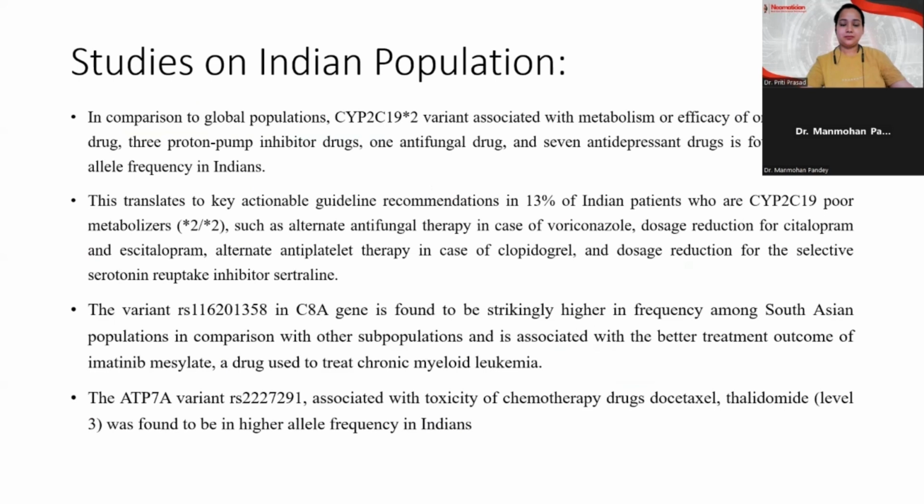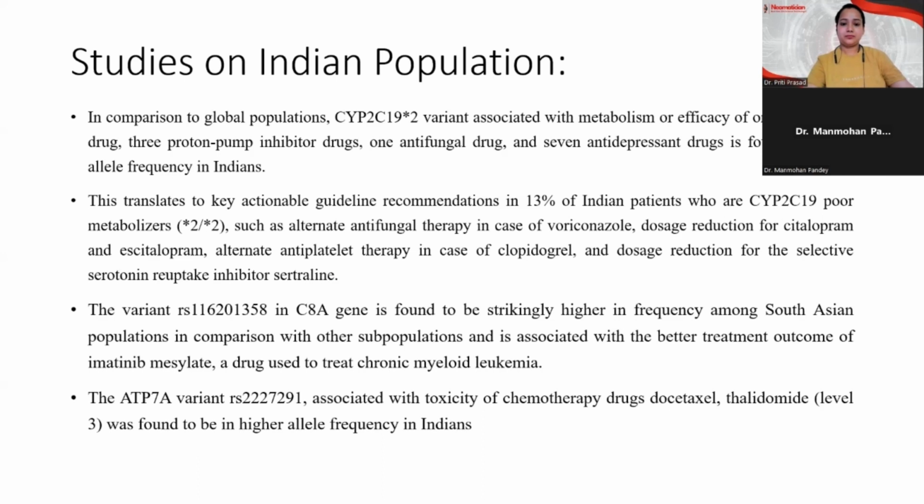So this is what we have already talked about. Indians are poor metabolizers of CYP2C19. There are many drugs, like clopidogrel, then citalopram, which are antipsychotic drugs. Around 13% of Indians carry these mutations, so the doses must be given with caution. But not all the drugs have a problematic effect on the Indian population.